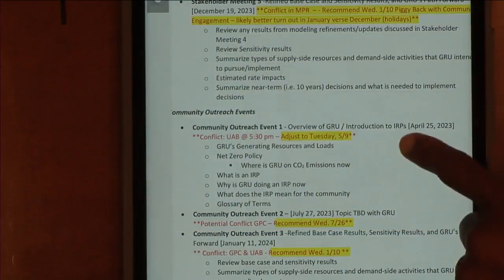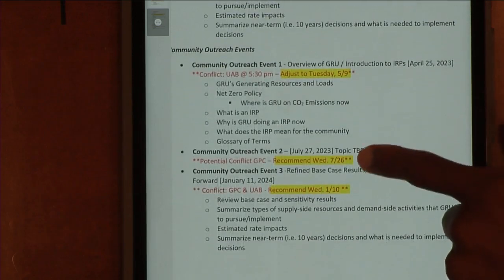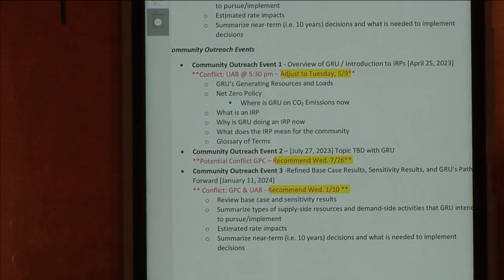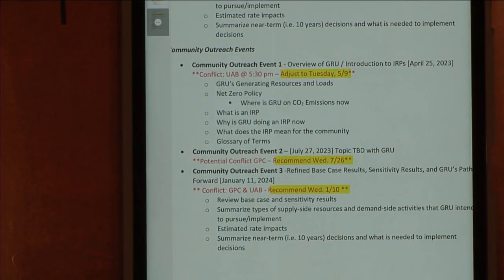The community outreach meetings are on a similar schedule, but just fewer of those. So the first one we had was Tuesday, 5/9. The next one's going to be July 26th, where we will cover all of the activity up until that point. And then the last one will be again on that same date, January 10th of 2024, to finalize the results and talk about what we want to do going forward. Now, these aren't going to be the only times that we'll interact with the public.